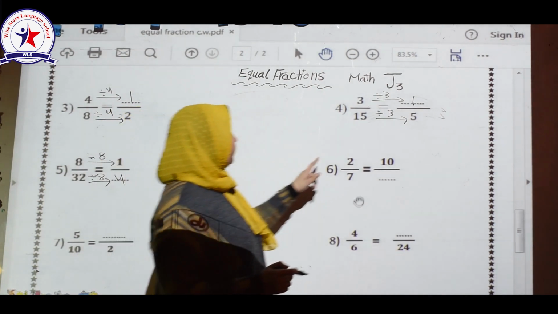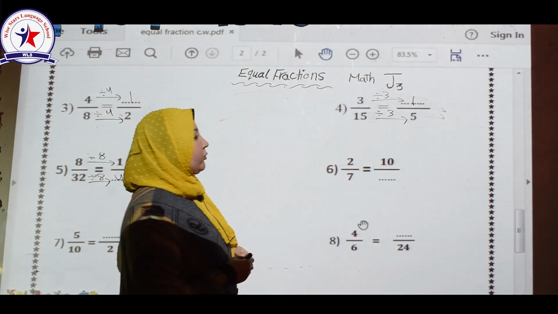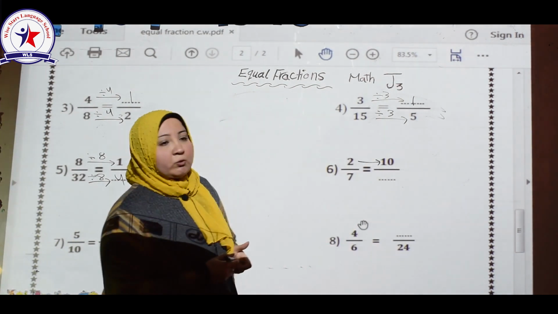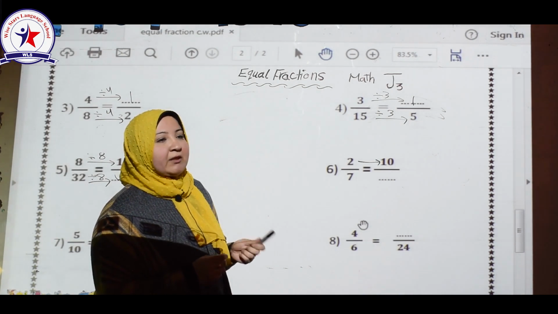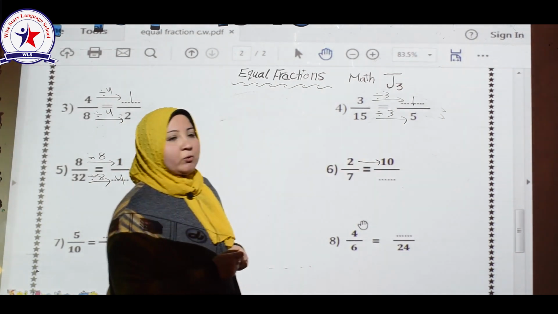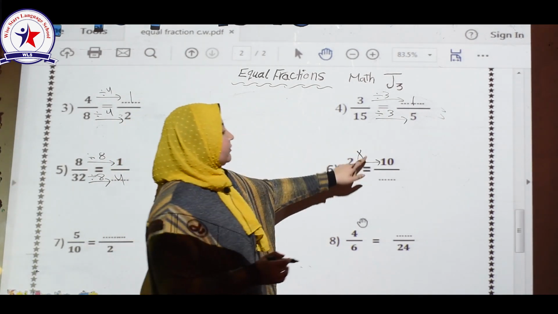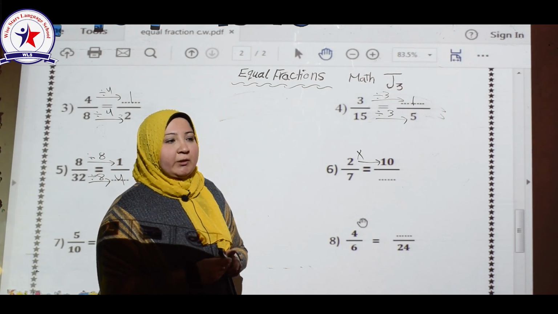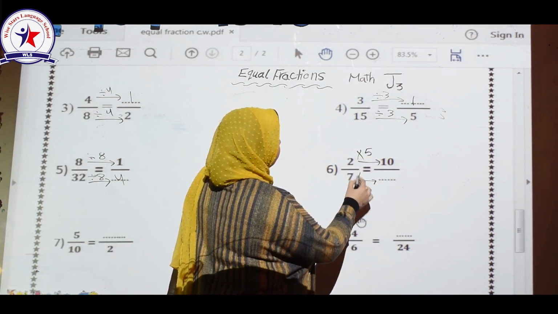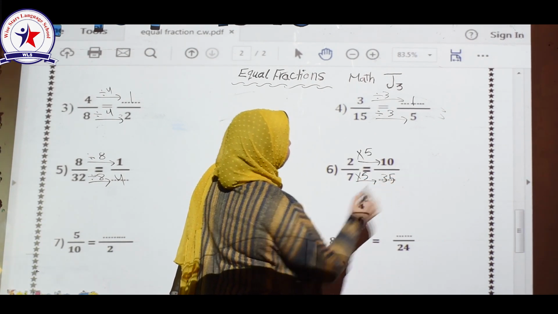Number 6. 2 over 7 equals 10 over what? Draw an arrow between the two numbers, like this. 2 goes to 10. From the smallest or from the greatest? From the smallest to the greatest. So what do I do? Put times. 2 times what equals 10? 2 times 5. So draw the same arrow down and put times 5. 7 times 5 equals 35.